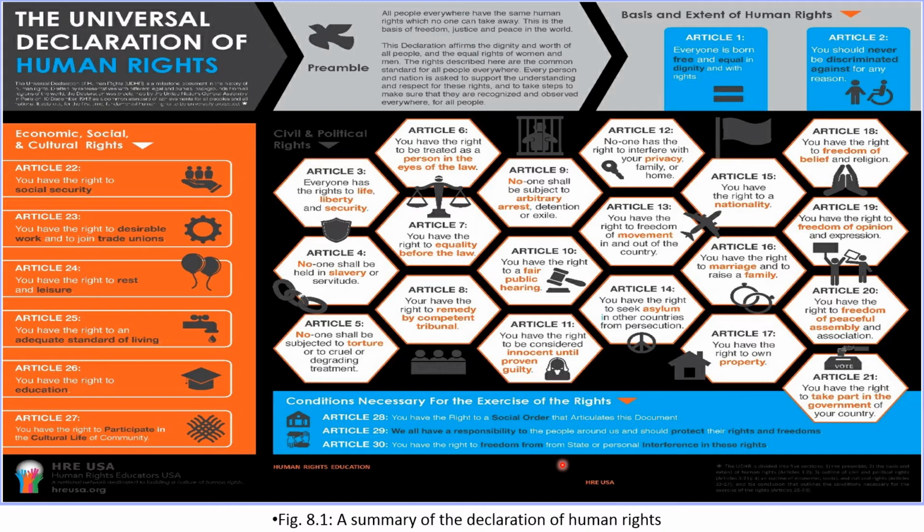Article 30, you have the right to freedom from state or persons' interference in these rights. Oh no, hindi tayo pakikialaman when we are practicing this for as long as it is within the legal exercise of those rights. So that's the Universal Declaration of Human Rights. You can see these rights are also found in the Philippine Constitution.